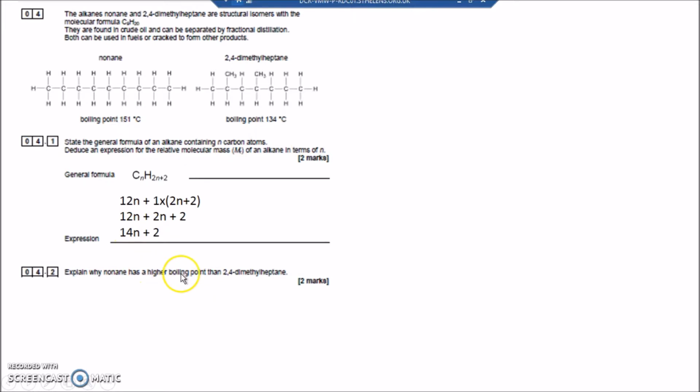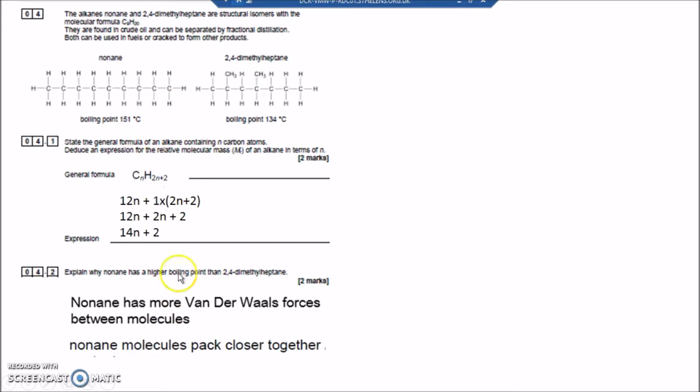Explain why nonane has a higher boiling point than 2,4-dimethylheptane. It's because it's a straight chain. The chains can pack closer together. If they pack closer together, there's more and stronger van der Waals forces. So nonane has more and stronger van der Waals forces between the molecules because the nonane molecules can pack closer together because it's a straight chain without branches.